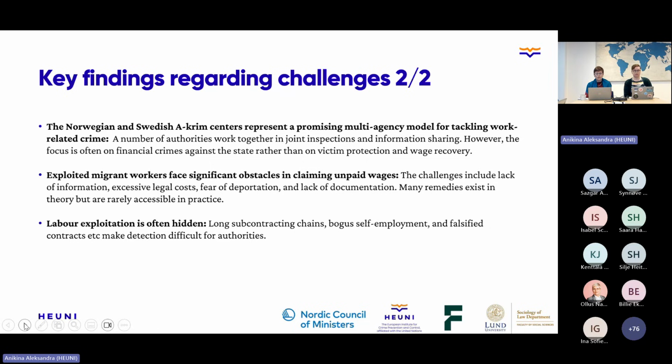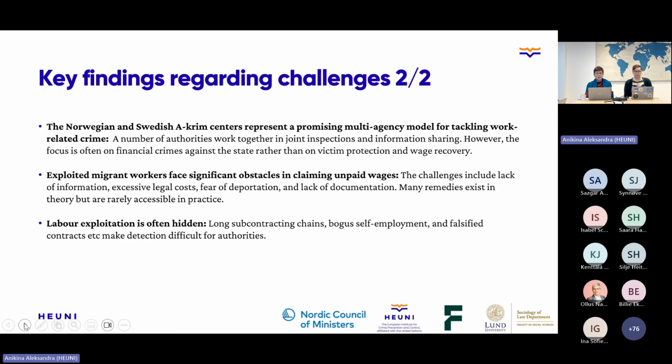Because most workers do not have access to, for instance, free legal aid, it might not always be covered for them. There's, of course, fear related to what happens if they start claiming their rights. And then there's also sometimes a lack of documentation, for instance, on the actual working hours. Then it becomes very difficult to claim unpaid wages. So we see that many remedies for workers exist in theory, but they may not be accessible in practice.